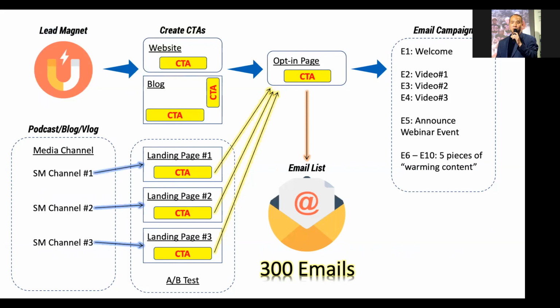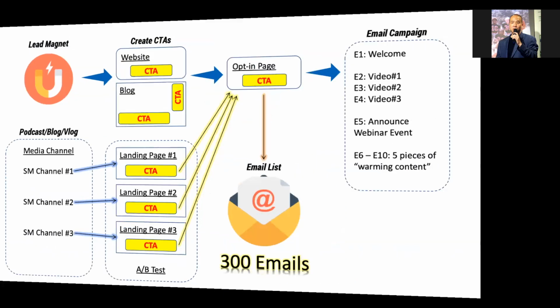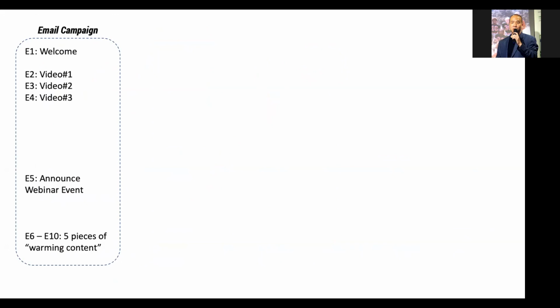And then the follow-up emails, emails 6 through 10, one piece per week. These are what we call warming content. This is how you keep your email subscribers, how you keep that list warm. Okay, so you have this email campaign, you have all of these 10 emails sequenced into your autoresponder, and then what?